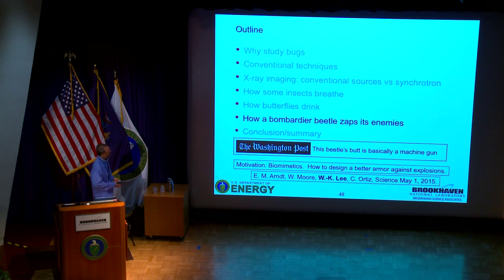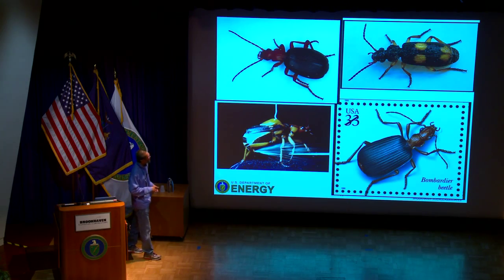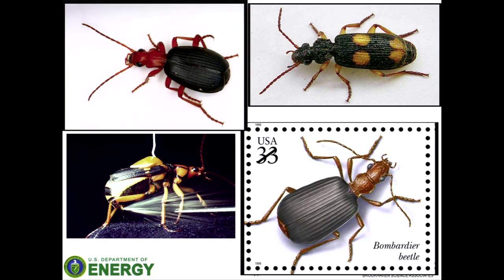This is the publication in May this year in Science. So why is the bombardier beetle very interesting? This beetle can shoot a spray of noxious liquid at about 100 degrees Celsius at its prey, okay? And this liquid is actually pulsed, something like 500 pulses per second. So that's why the Washington Post says it's a machine gun, all right?